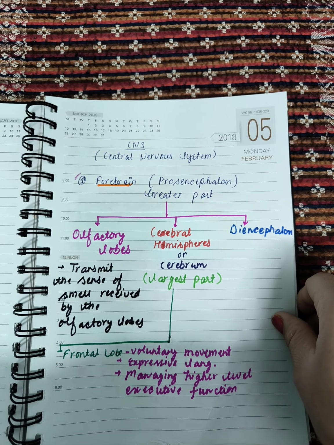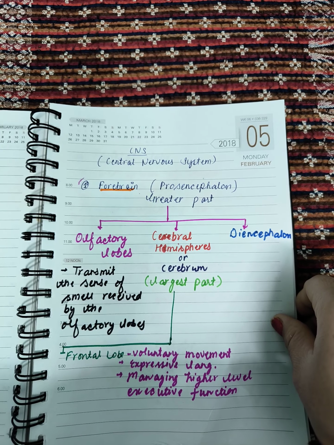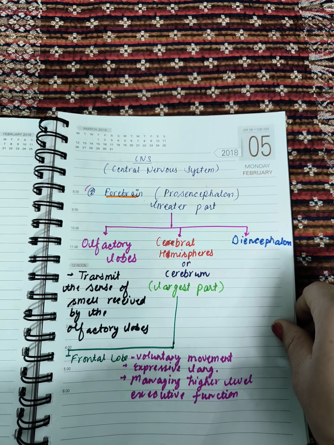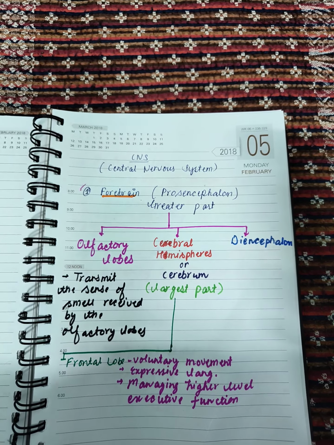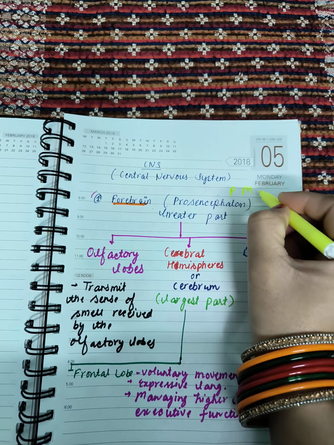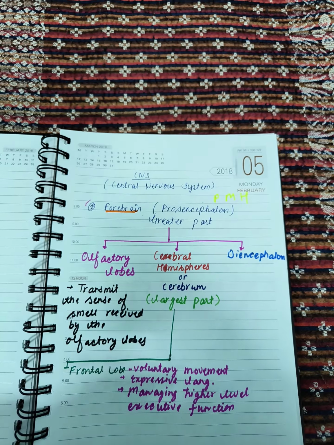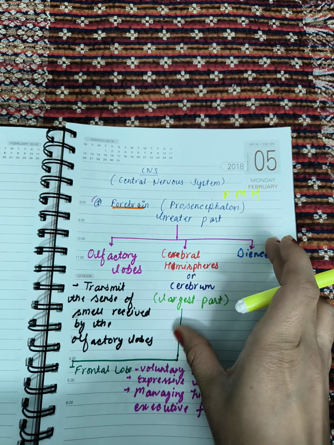Friends, today we will discuss the central nervous system: what are the functions of the parts of the brain and how they work. So let's start. We divide the brain into three parts. The first is the forebrain, midbrain and the hindbrain. Forebrain is the frontal part and it is the greater part of the brain.